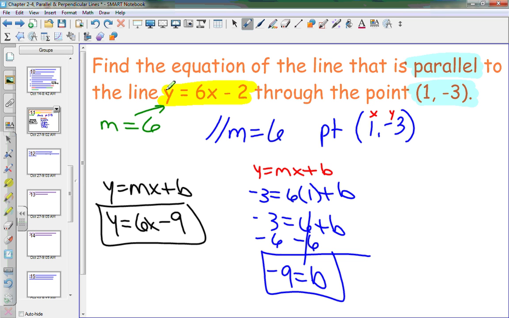Now, what did I tell you to check in the last step of the steps there? Make sure that whatever it's asking for is actually the parallel slope. The parallel slope is 6. Did I change that? No, so I know I'm okay.